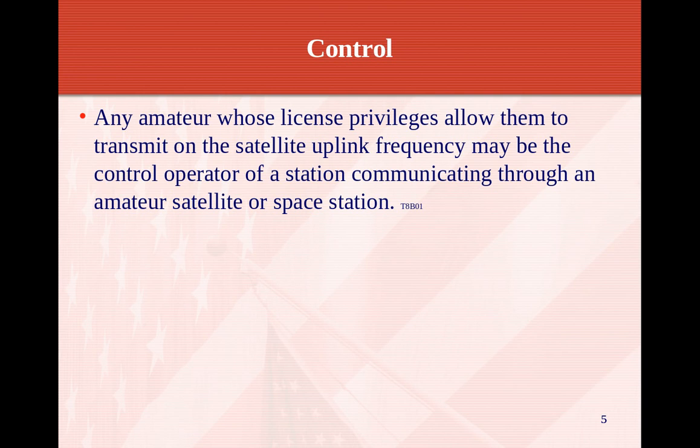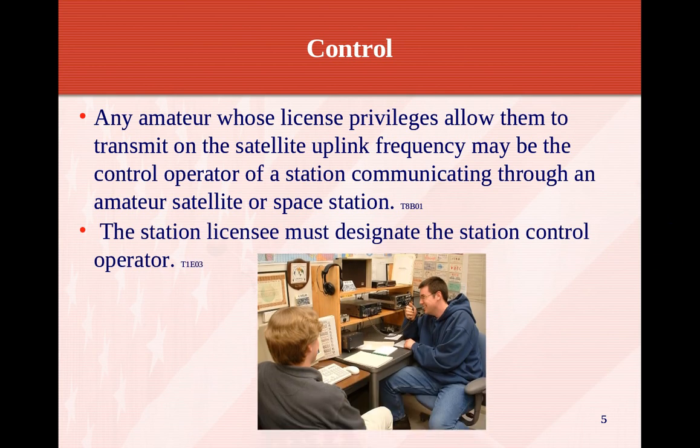Any amateur whose license privileges allows them to transmit on a satellite uplink frequency may be the control operator of the station communicating through an amateur satellite or space station. So for example, if you're a technician and the uplink frequency is in a technician band and the downlink frequency is in, let's say, an extra band, you're okay because your uplink frequency you're transmitting to the amateur satellite is in your set of privileges. So we had a few satellites that are like that.